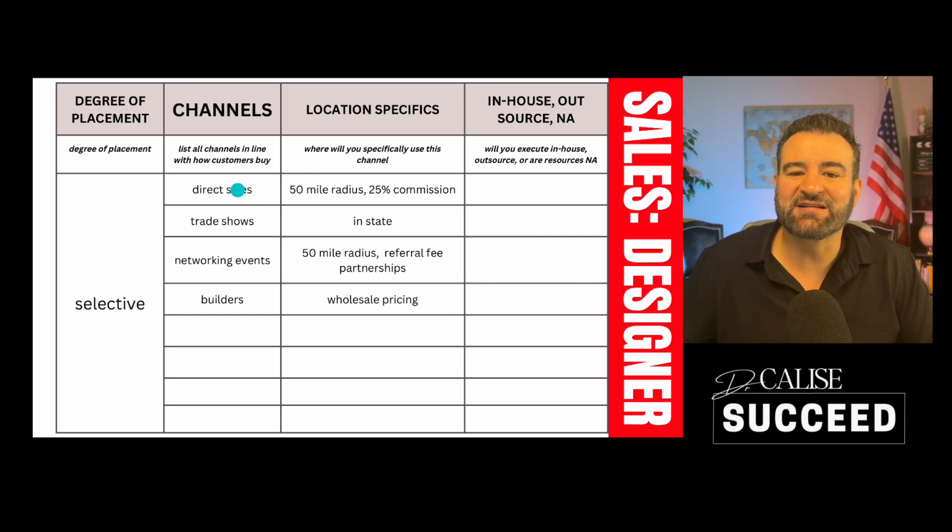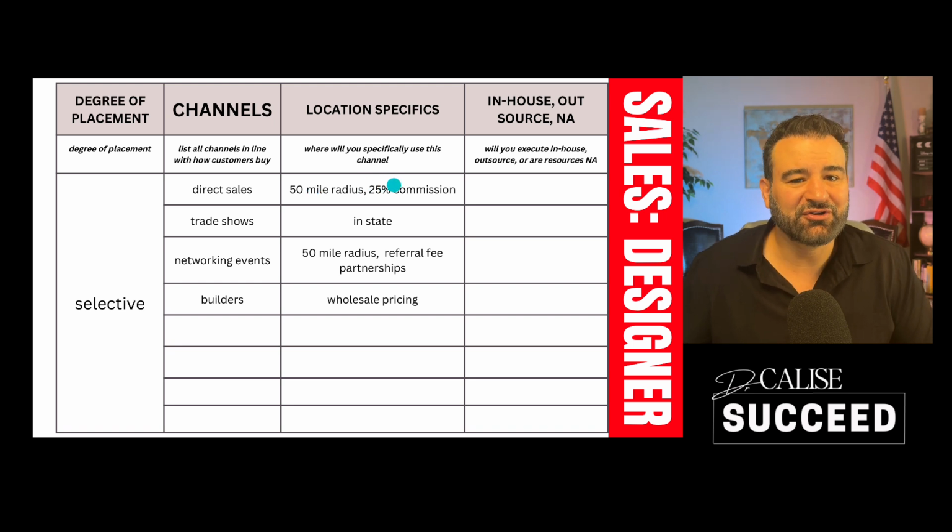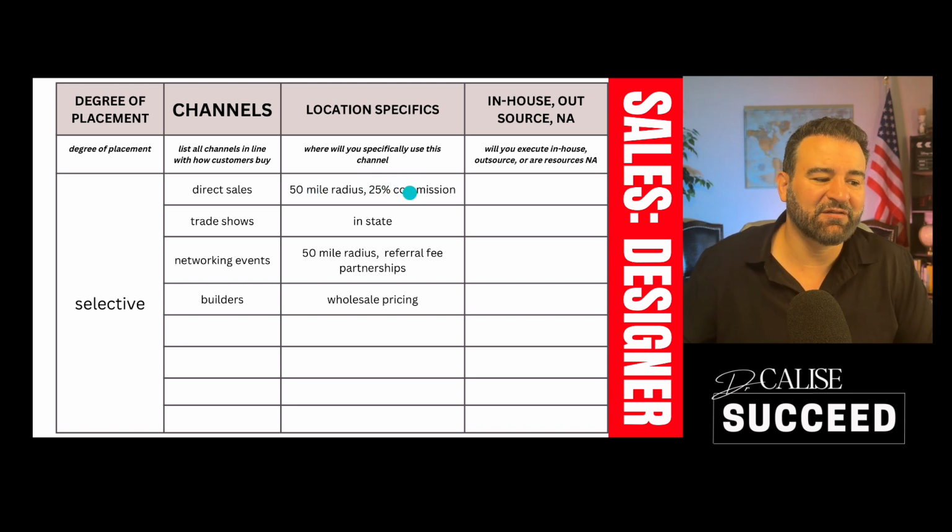All right, I want to do direct sales. Great, where? I'm going to do direct sales in a 50-mile radius from where I am. And if I have a partner, I'm going to give them a 25% commission. So if someone actually does direct sales and makes a sale for me, I'm going to give them 25% of the bill. So you can see now it's starting to be a lot more specific.